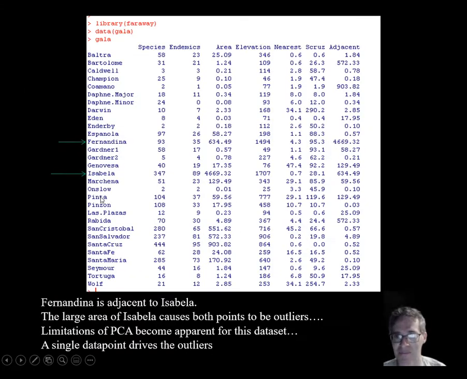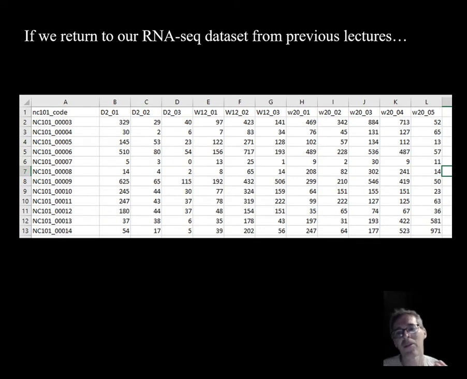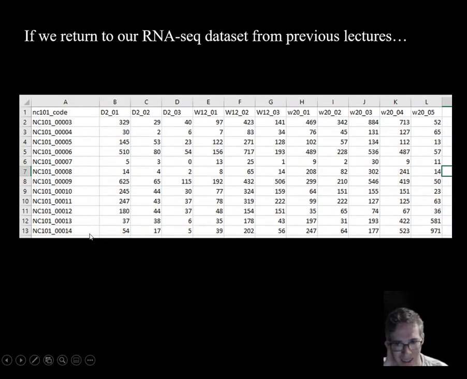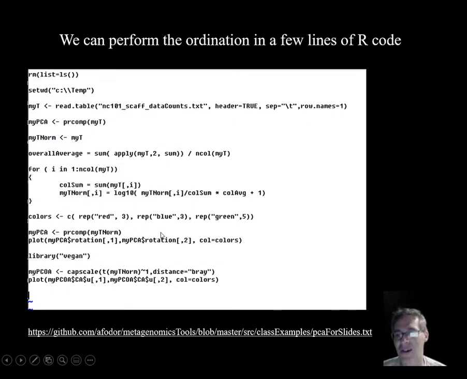So if we return to our RNA-seq data set from the previous lecture, so remember this is our day 2, week 12, and week 20 E. coli RNA-seq data set that we've described in great detail in previous lectures. We can do PCA on this as well. Now here I actually have to use the command prcomp because in this data set there are more rows than samples. That is to say, there's more genes than there are samples. And princomp actually throws an error when you try to do that.